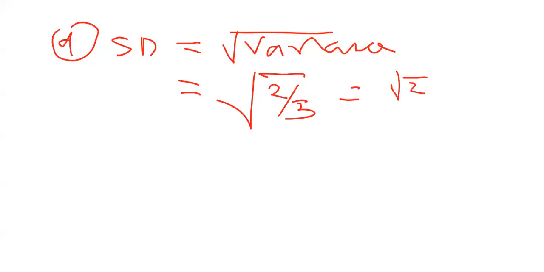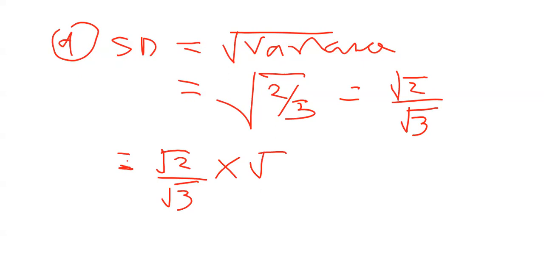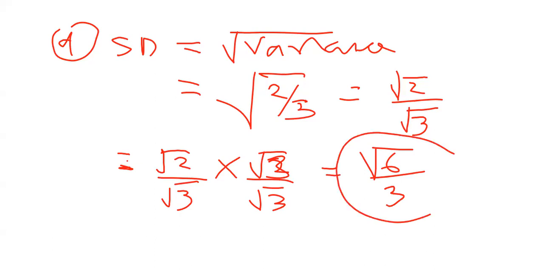The square root of 2 all over the square root of 3. Agreed? If they want to leave it like this, that will become root 2 over root 3. You rationalize it. That denominator you multiply by denominator, and the result will be the square root of 6 over 3. And this will be the answer.